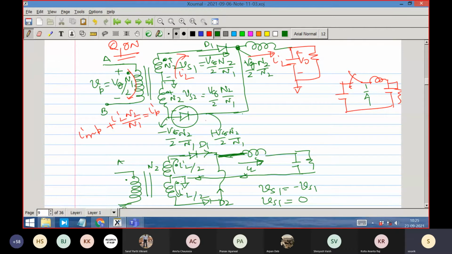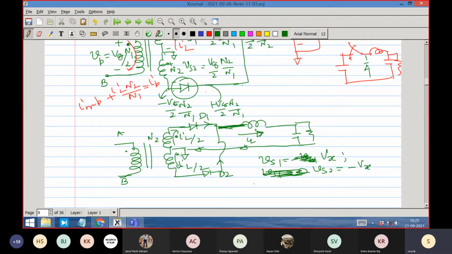If one of them you call VS1, let me write it more correctly. Let me say VS1 is equal to Vx. Then Vs2 I will write more correctly as plus minus minus Vx, right? This is minus Vx. So therefore Vs1 must be equal to Vx, and they are the same potential. They are the same point potential you are finding out, right?